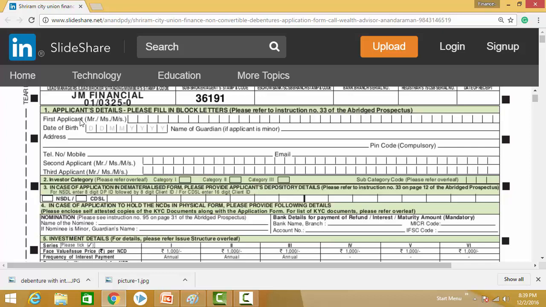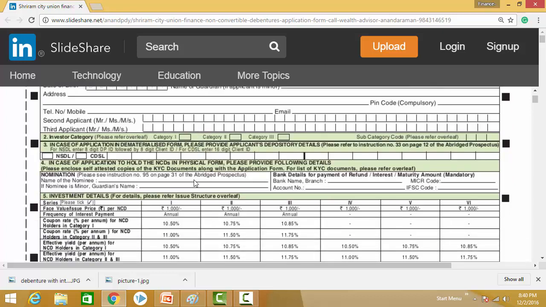The first applicant, you have to give in your name, your date of birth, and the name of a guardian if you are a minor. If you are a minor, then you have to write the name of the guardian, as the guardian is the one who has the power to sign. You do not have the power to sign. Anyone below the age of 18 is considered a minor in India. Address, PIN code, which is compulsory, mobile number, email, second applicant, third applicant, investor category, category 1, 2, 3.